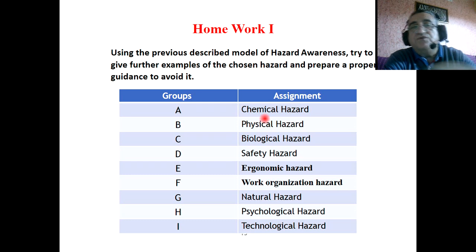I'm going to ask you to do homework using the previously described model of hazard awareness. Try to give further examples of the chosen hazards and prepare proper guidelines to avoid them. I have decided to divide the students into groups. We have groups from A to I. Every group has a title, which is the type of hazard they are required to take action against, and I am going to send the names later on using Telegram.